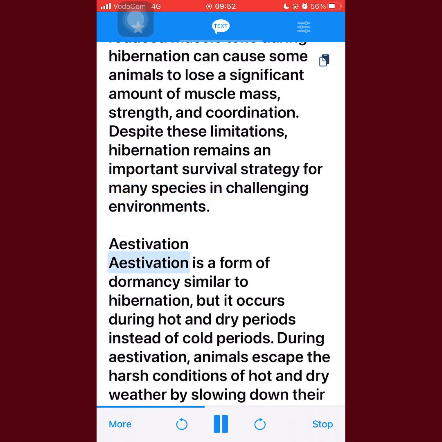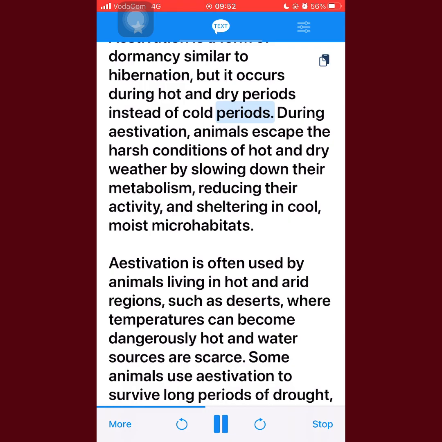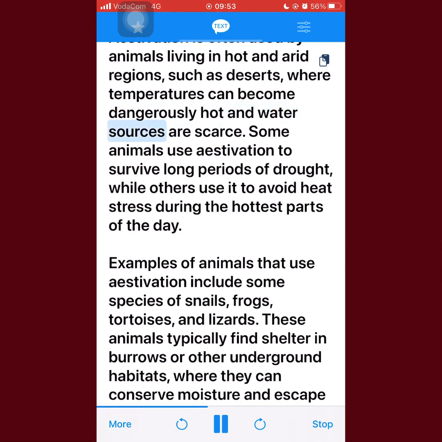Estivation. Estivation is a form of dormancy similar to hibernation, but it occurs during hot and dry periods instead of cold periods. During estivation, animals escape the harsh conditions of hot and dry weather by slowing down their metabolism, reducing their activity, and sheltering in cool, moist microhabitats. Estivation is often used by animals living in hot and arid regions, such as deserts, where temperatures can become dangerously hot and water sources are scarce.